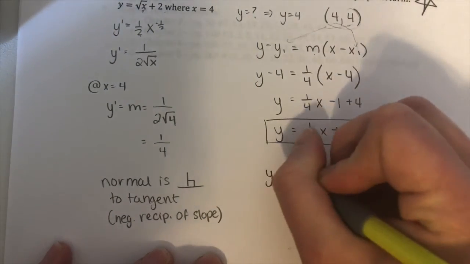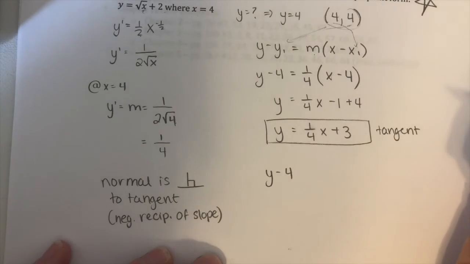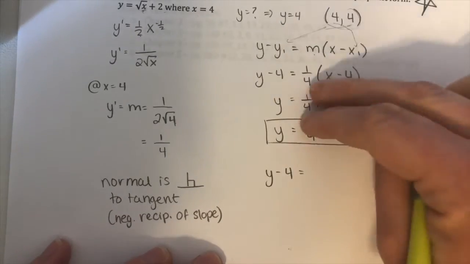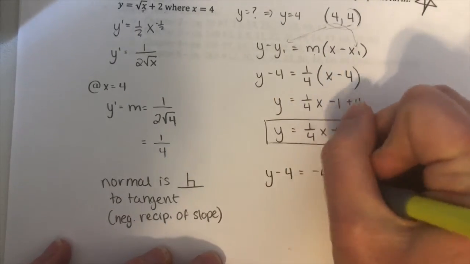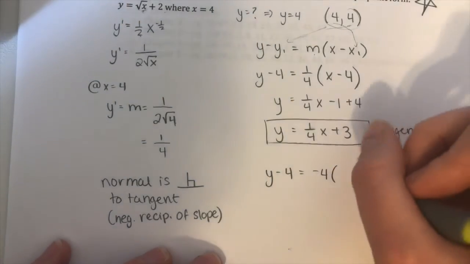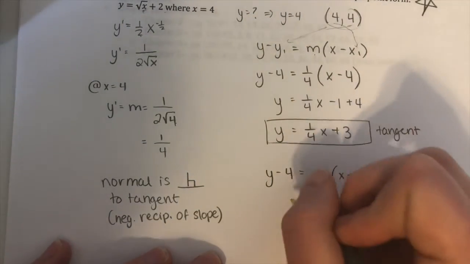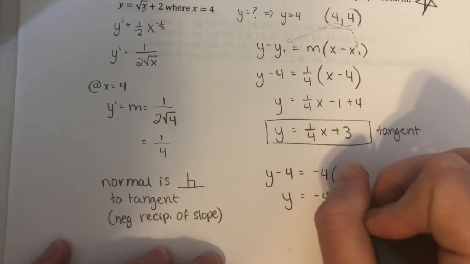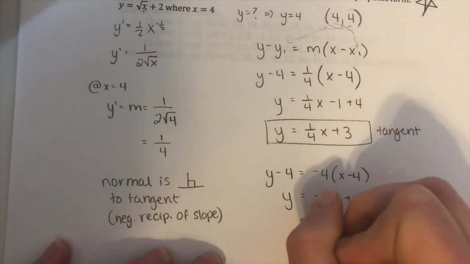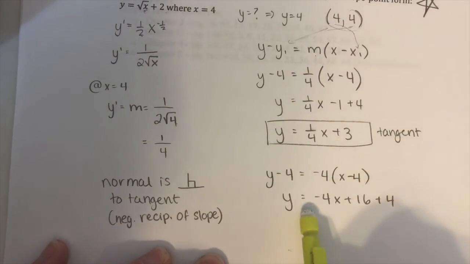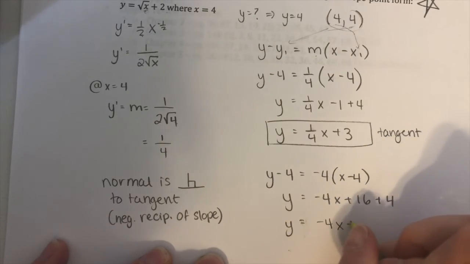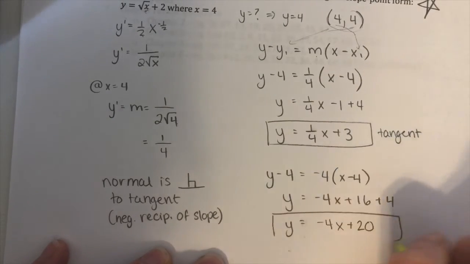So then you're just going through slope point form again. So y minus 4 equals, the negative reciprocal of this is, you flip it, and then you make it a negative. So it's going to be -4 over 1, which we just don't write. So -4x, this is going to be +16, add the 4 to both sides. So y is equal to -4x plus 20.